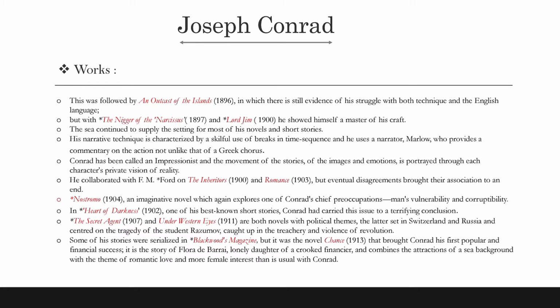His narrative technique is characterized by a skillful use of breaks in time sequence, and he uses a narrator, Marlowe, who provides a commentary on the action not unlike that of a Greek chorus. Conrad has been called an impressionist, and the movement of the stories, the images and emotions, is portrayed through each character's private vision of reality.